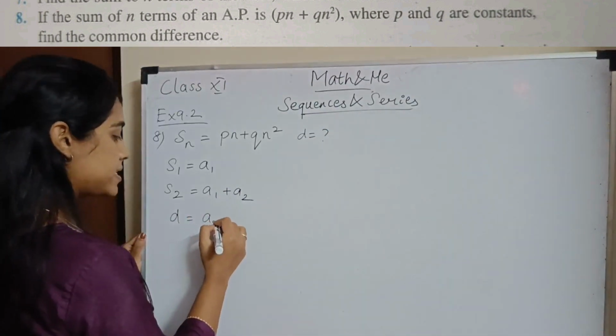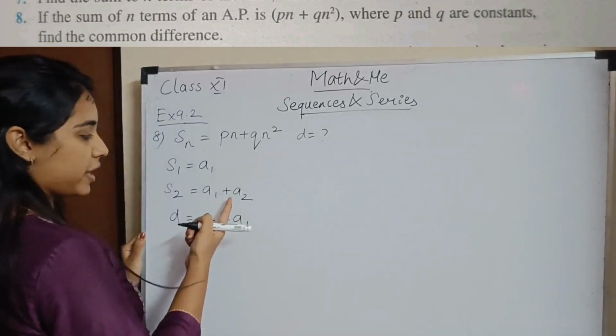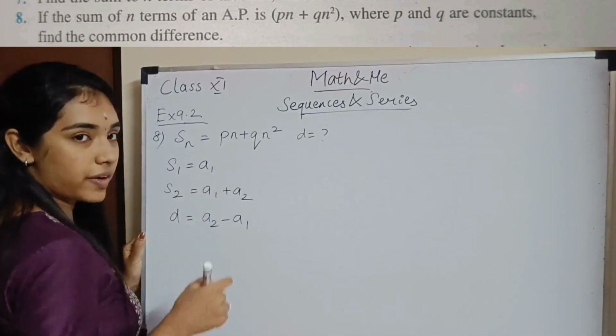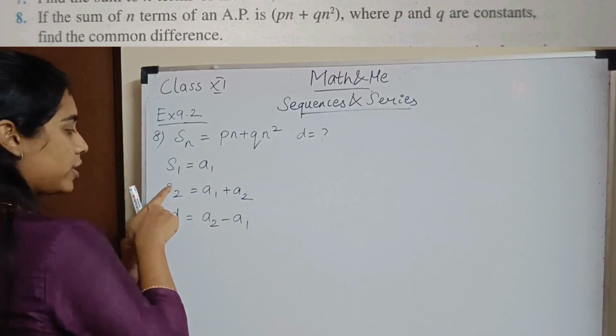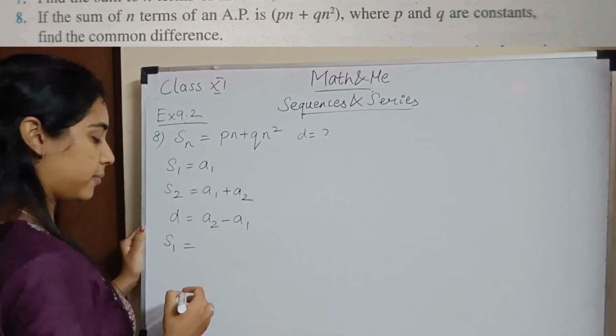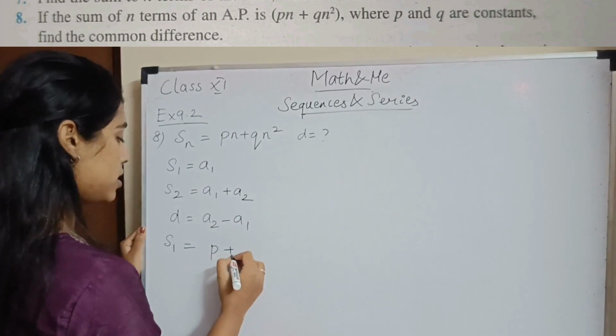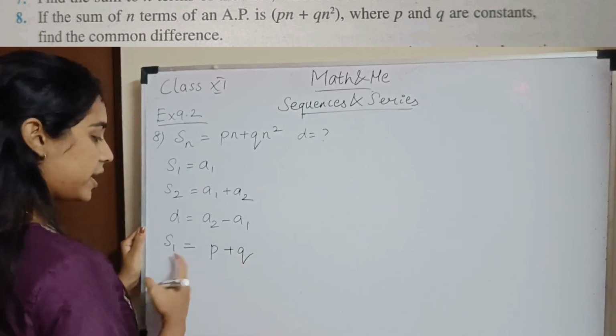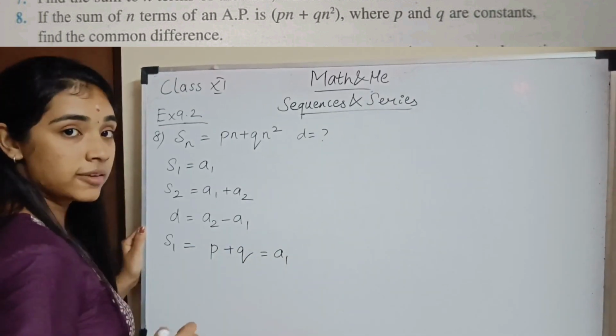So d equals a2 minus a1. So you need to find out what a2 and a1 are in order to find the common difference. So you need to know S1 and S2. So how do you find S1? You simply substitute 1 wherever you see n. So what do you have? P times 1 plus Q times 1 square. So this is your S1, which is also a1, the first term.